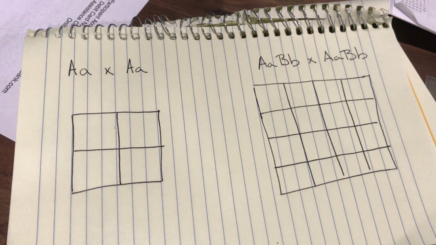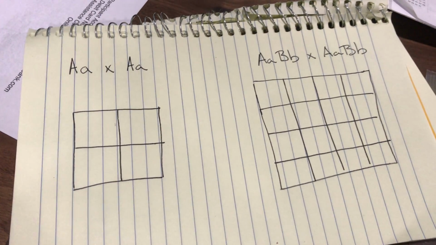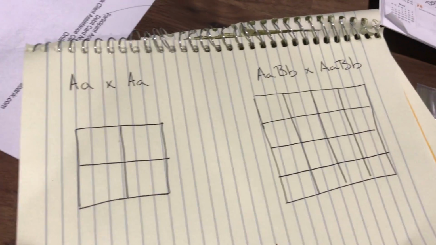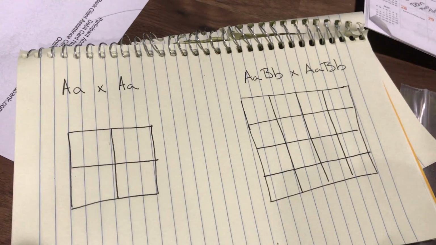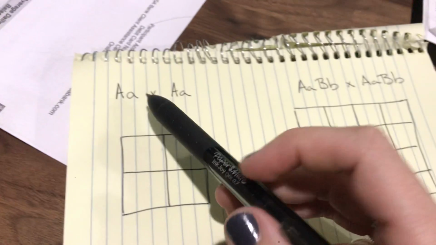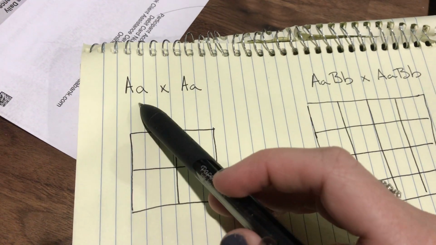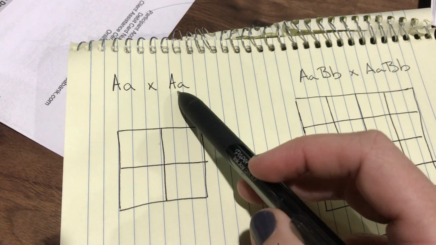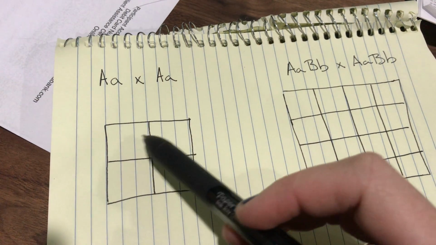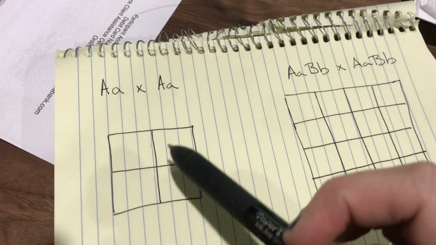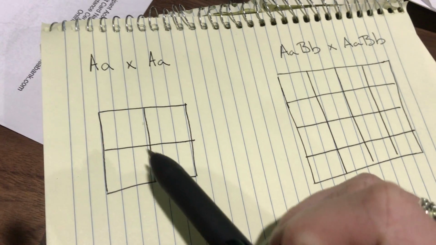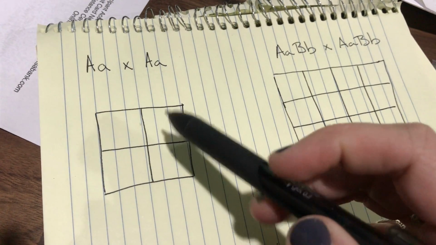Hey everyone, I wanted to do a quick tutorial on how to do a Punnett square. A Punnett square, if you don't know, takes the genotypes of two parents, and then you're finding out the probability of those parents having a child with those genotypes.